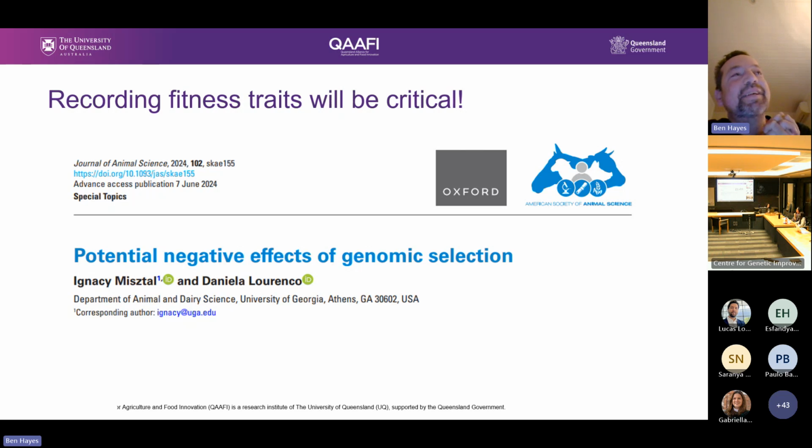I guess, highlighting or pointing out that we are starting to see some decline in fitness from genomic selection. So this is something we should keep a very close eye on. So just to relate it back to the haplotype stacking, we should strongly consider fitness when we do this.